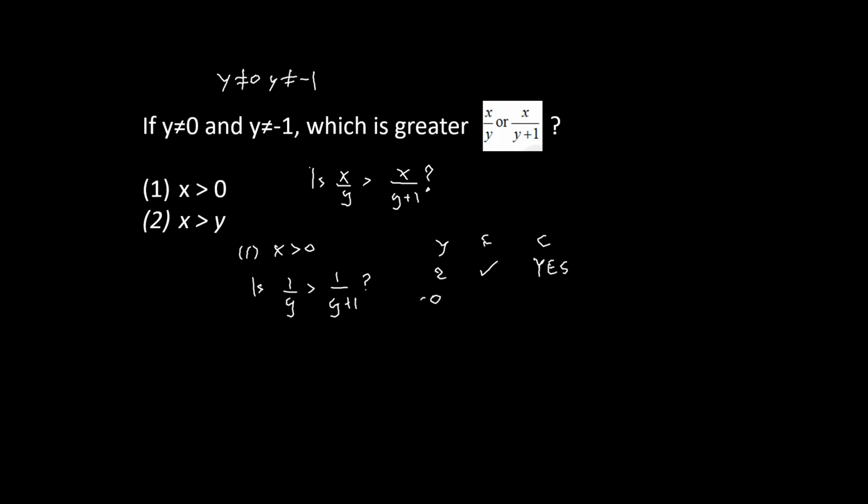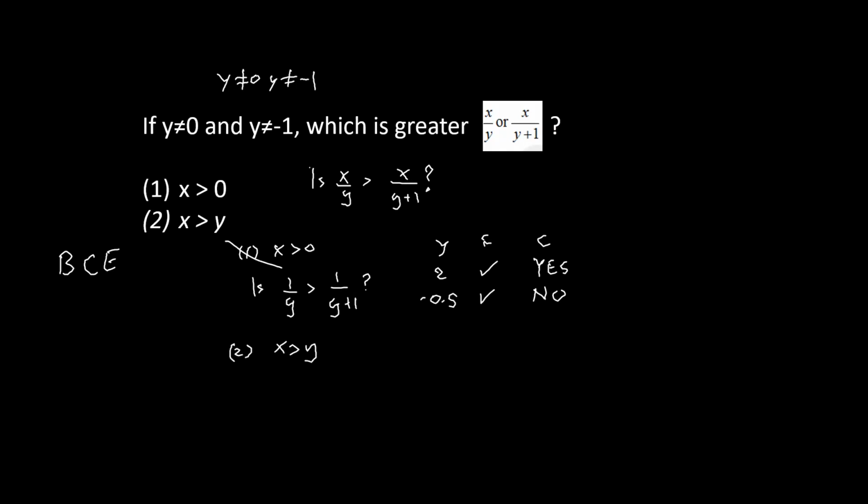Let's try a negative number. I'm going to try negative 0.5. If I try negative 0.5, the fact is satisfied. But here 1 over negative 0.5, which is a negative number, is greater than 1 over negative 0.5 plus 1, which is a positive number. Can a negative number be greater than a positive? No. So this is insufficient. It's either answer option B, C, or E. Move on to statement 2.